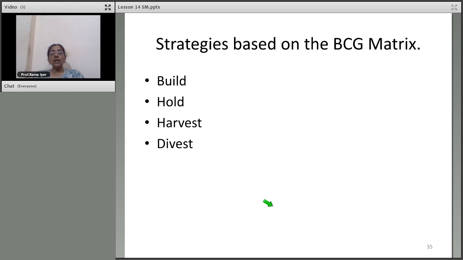What is hold? The company cannot invest further. It will hold on to the product wherever it may be. It may be a star right now or it may be a question mark right now. Wherever it is, just hold it there. Third is harvest. Basically it's a cash cow scenario where the company reduces the amount of investment and takes out maximum benefit out of it. And divest is a dog scenario where you remove it wherever you feel it is not worthwhile, right?